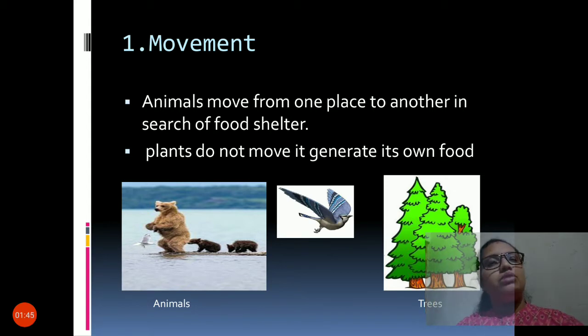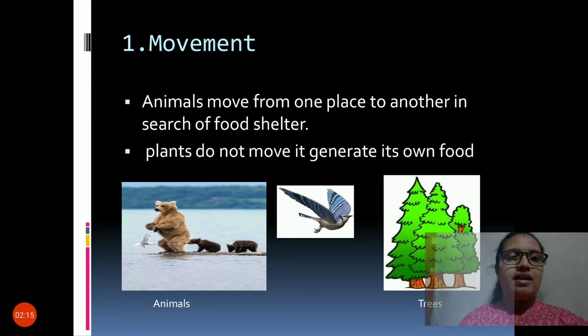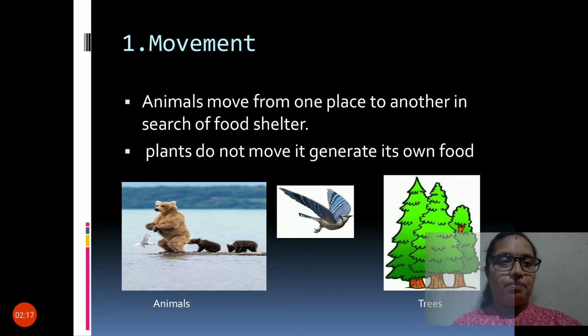See, animals move from one place to another place in search of food and shelter. Correct? Animals can move from one place to another. Even we can move. See, the animal I have shown in the picture is searching for food. Even birds can fly in search of food and shelter. Okay, then is it possible for the plant to move? No, plants are fixed in one place, they cannot move.